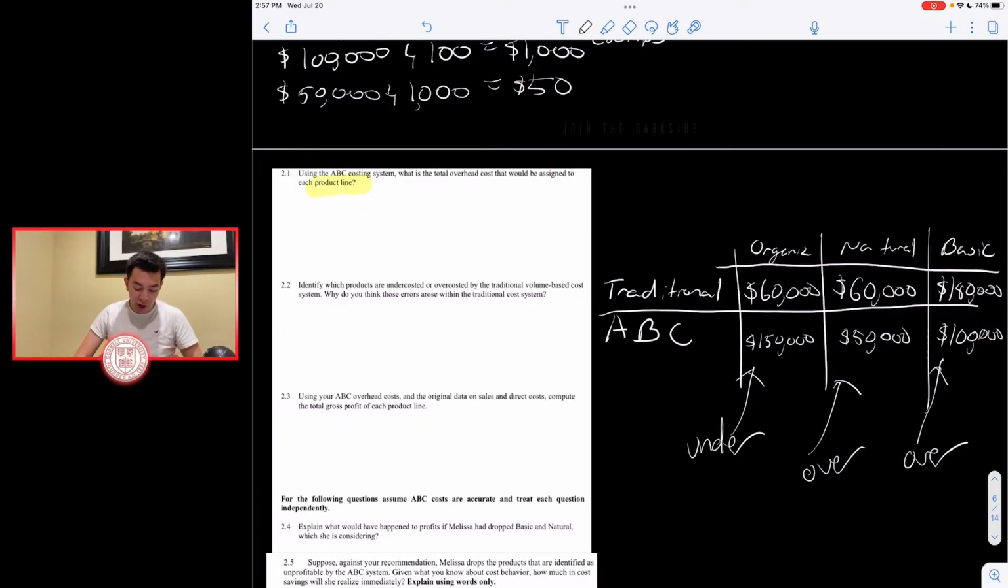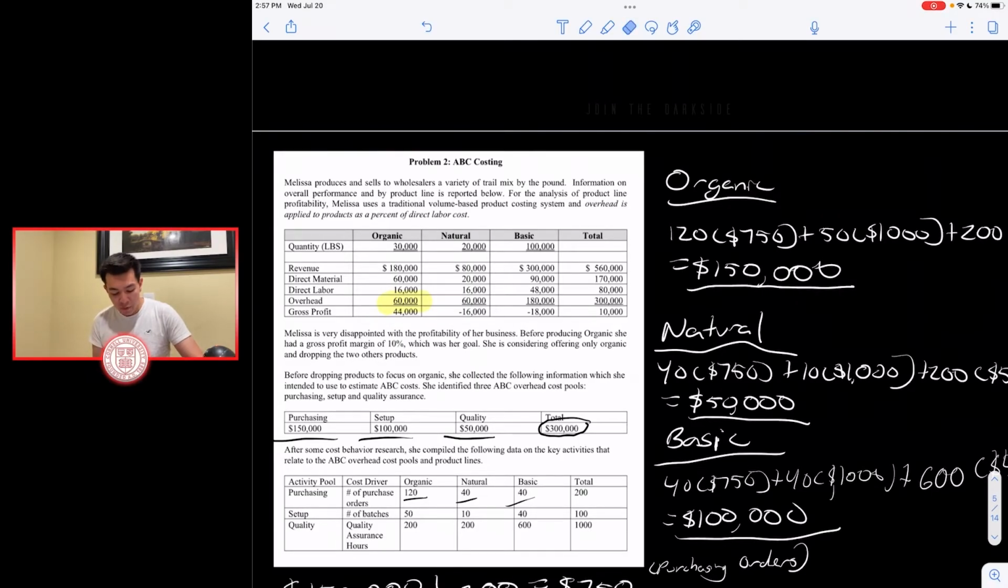And it says, why do you think those errors arose within the traditional cost system? And the reason why that occurred is because you can't allocate overhead costs just by a percentage of labor costs, right? So it says here, beforehand, they allocated overhead by % of direct labor costs. And that's just not going to be accurate, right? If you're doing all these separate tasks in overhead, you can't base it off of one cost figure. You got to break it down, which is what we did here for ABC. You got to break it down by purchasing, setup, and quality, right? You can't just do it by one cost figure. You got to break it up a lot more, or else the overhead allocation is just not going to be very accurate.